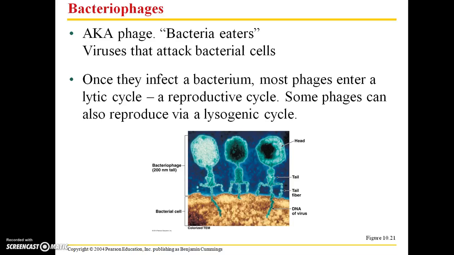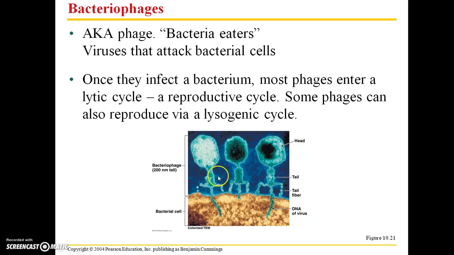Bacteriophages are also known as just phages, and this literally means bacteria eaters. These are viruses that specifically attack bacterial cells. Once they infect a bacterium, most phages enter a lytic cycle, which is a type of reproductive cycle. And some phages can also reproduce via a lysogenic cycle.